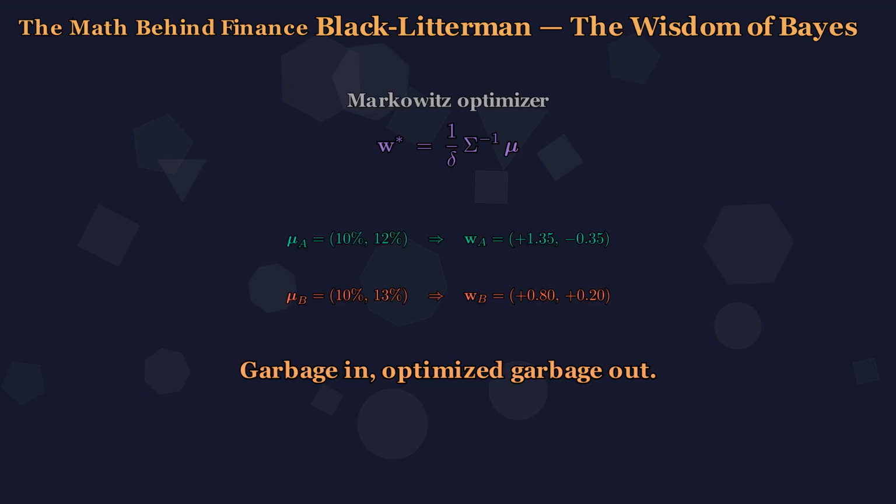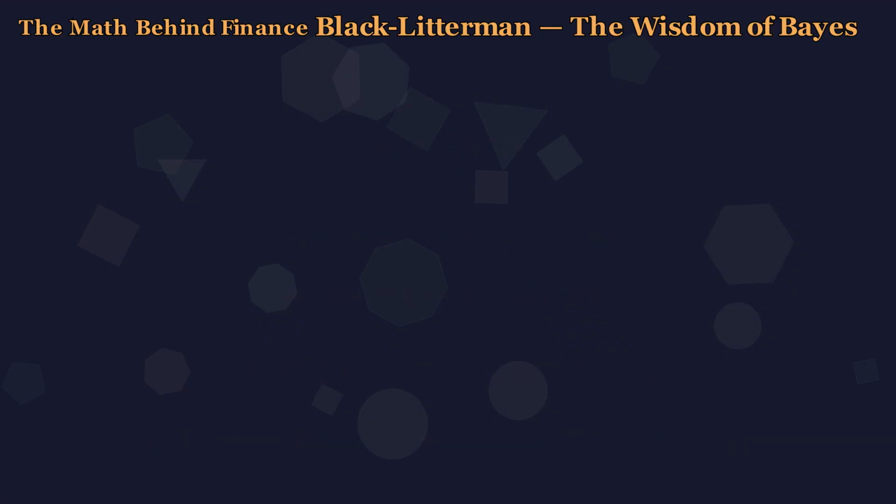In 1990, two people at Goldman Sachs, Fisher Black and Robert Litterman, proposed an elegant fix. Don't ask the impossible question. Don't ask, what is the true expected return of every single asset? Start instead with the market itself. The market portfolio implies a set of equilibrium returns. Call them pi. Take that as your prior belief. The model the market itself is implicitly running.